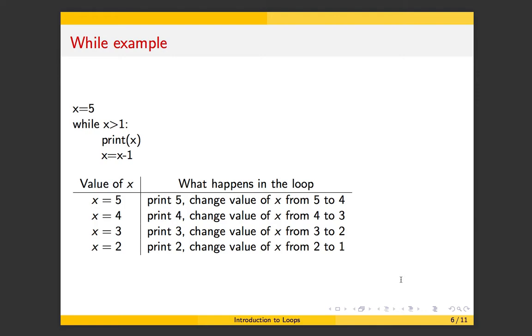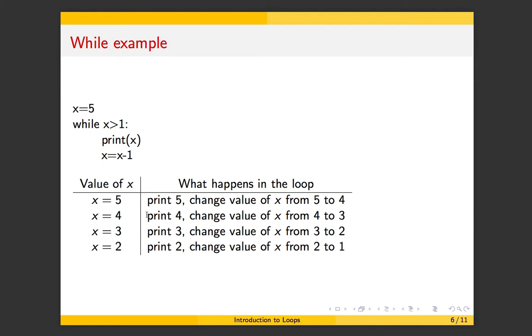So all the English I said in the last slide, you can just write it out in a table. In this case, this loop runs on what the value of x is. So I have one column here that says what the value of x is at a given time, and then I say, well, what happens in the loop when x has that value? So when x is 5, I print 5 because x is 5. I'm printing x. And this line of code here changes the value from 5 to 4, and so on.